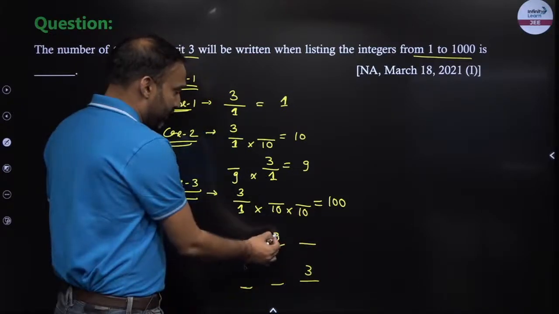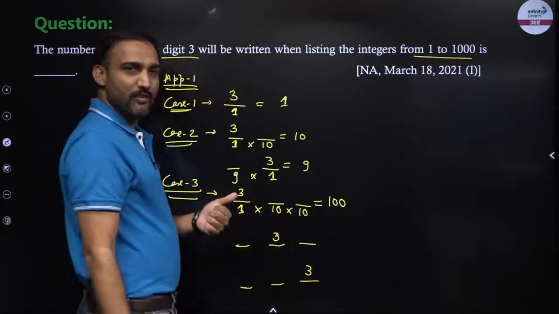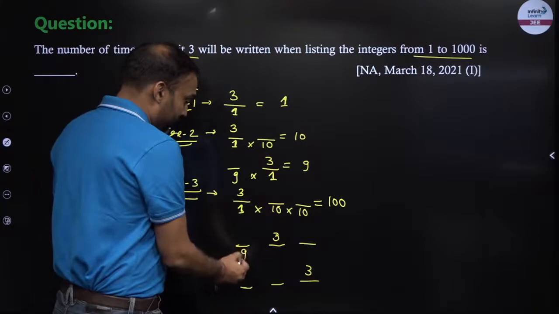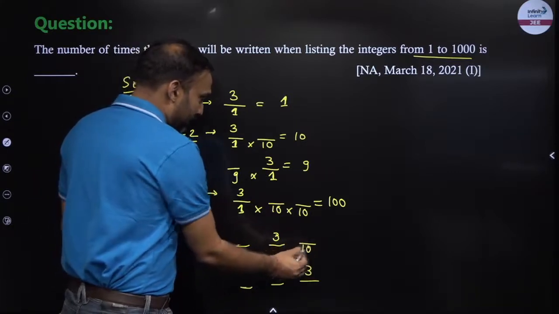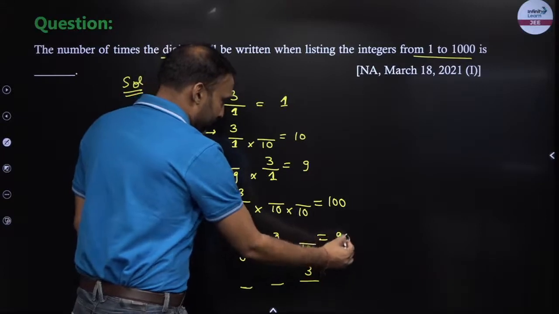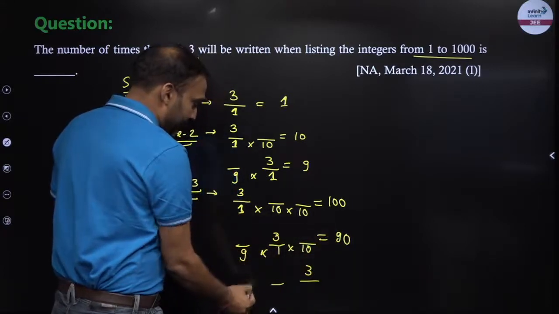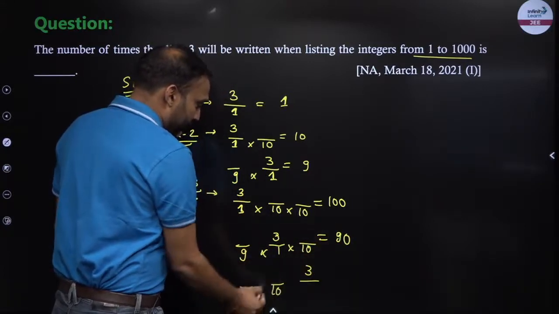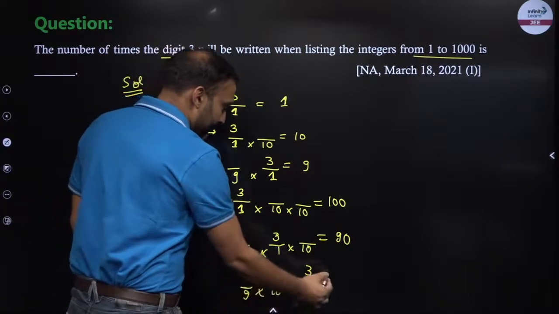Now, if I have a 3 over here, the first place cannot be filled by a 0. So, I have to fill 9 ways. Over here 10 ways. This is 1. This becomes 90. Once again, first place 9 ways, right? 0 cannot be written over there. So 9 into 10 into 1.